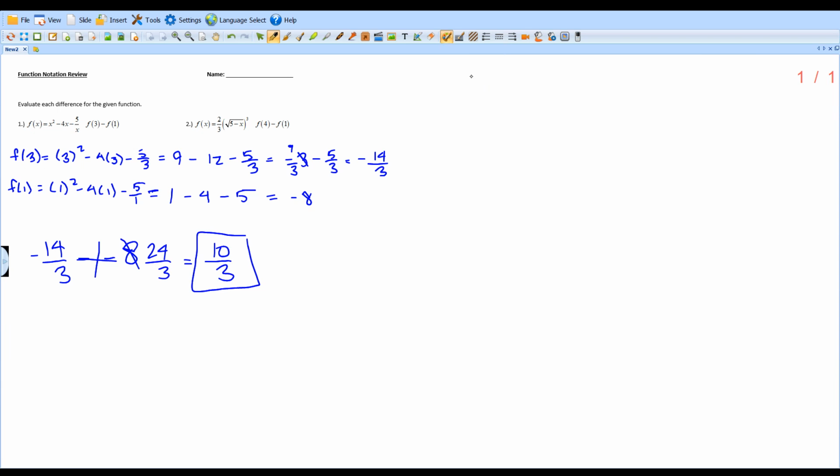Looking at problem number 2, we're following the same sort of process here. I'll just split it right here. So if I substitute 4 into this, f of 4 is going to be equal to 2 thirds times the square root of 5 minus 4 quantity cubed, which is really 2 thirds times the square root of 5 minus 4 is square root 1. Square root of 1 is 1. Cubed is 1. So this just gives me 2 thirds.